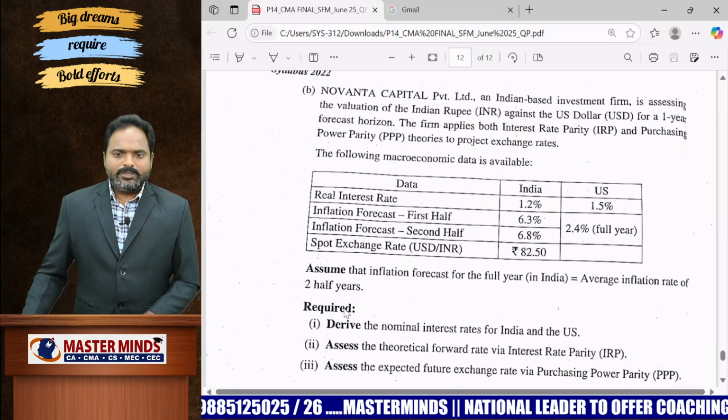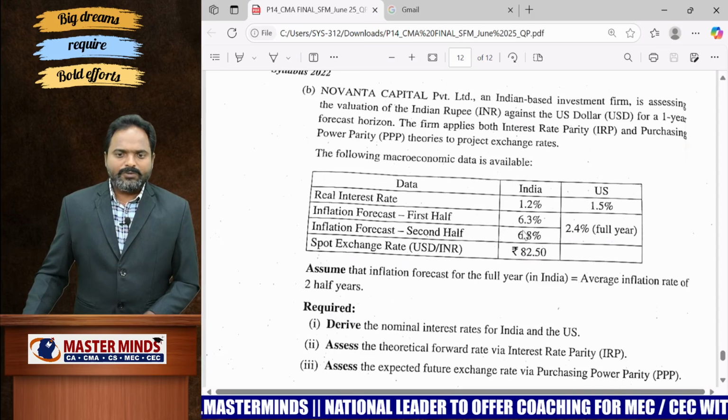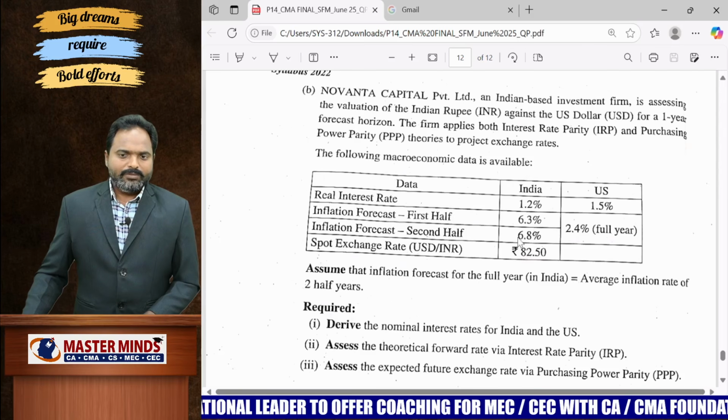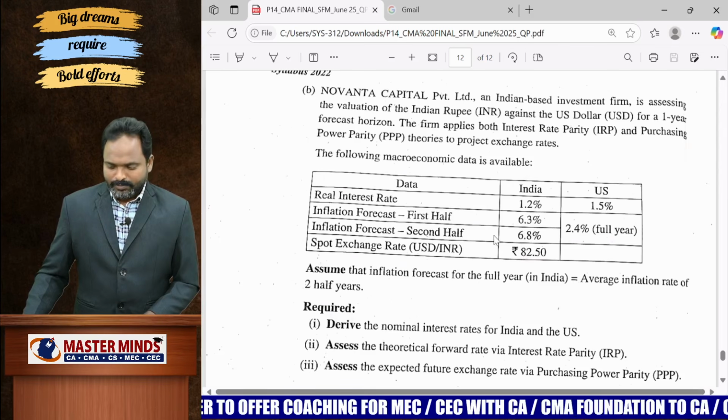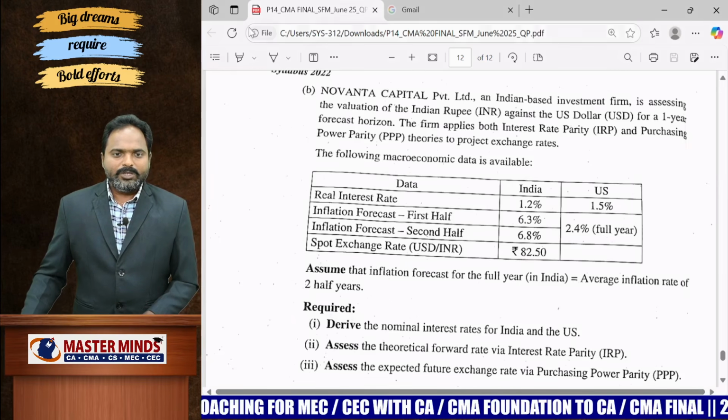Again, this is also the same kind of problem, but the only thing is one small difficult point in this problem is the inflation forecast, first half, second half, they are giving. Maybe this is what students may face difficulty in, in this question number 7B. This is the only new point. This is the only point actually. So maybe because of that they will face the difficulty.